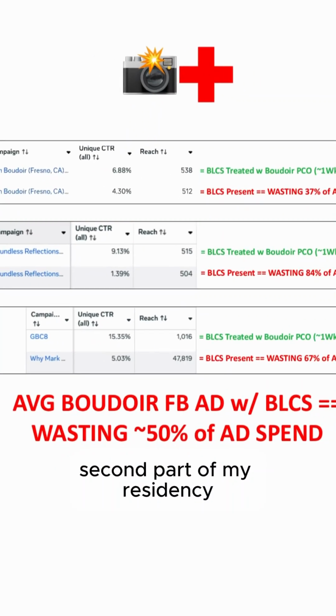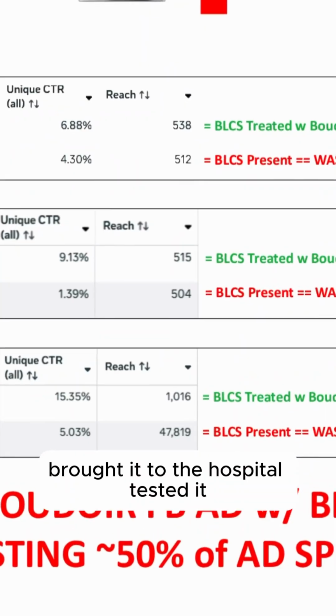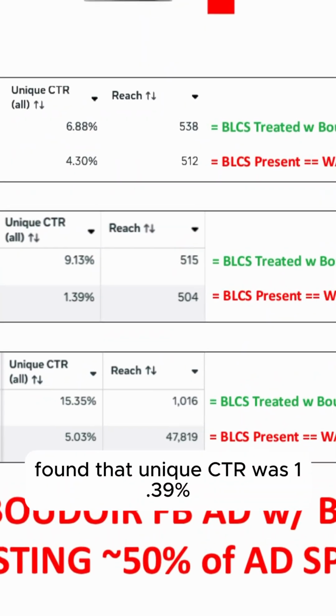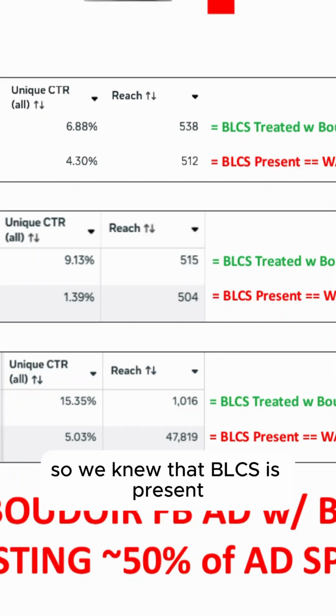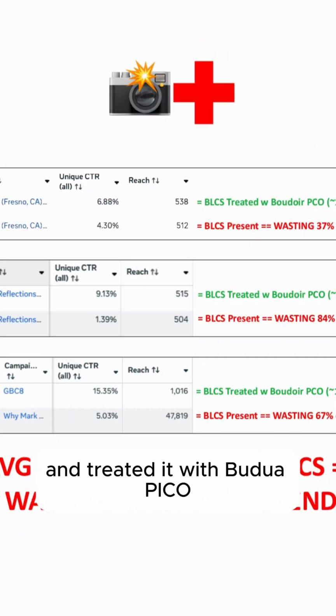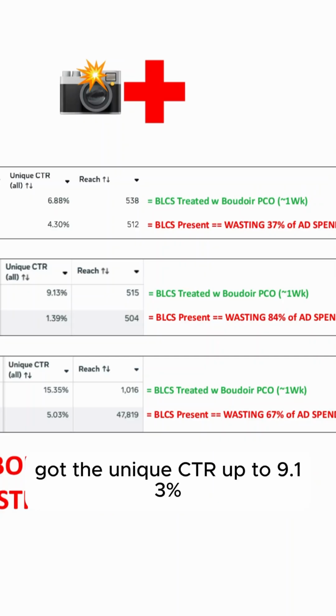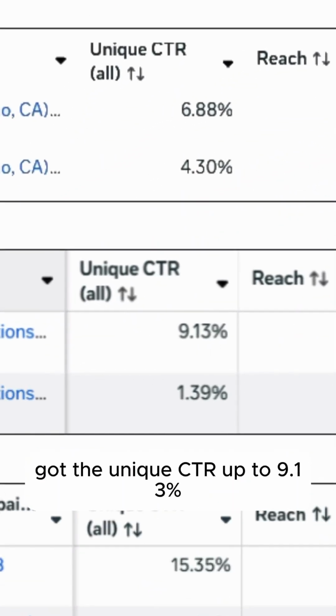The second part of my residency was finding a second ad to do that with. I found another one out there, brought it to the hospital, tested it, and found its unique CTR was 1.39%. So we knew that BLCS was present. We duplicated it and treated it with Boudoir Pico, and got the unique CTR up to 9.13%.